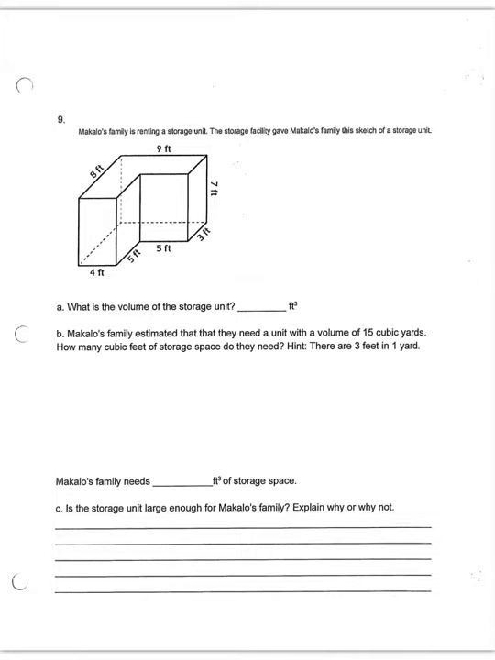Number 9, Makalo's family is renting a storage unit. The storage facility gave Makalo's family this sketch of a storage unit. What is the volume of this storage unit? Now, since this is a more complicated figure, it's really two prisms that are kind of together.